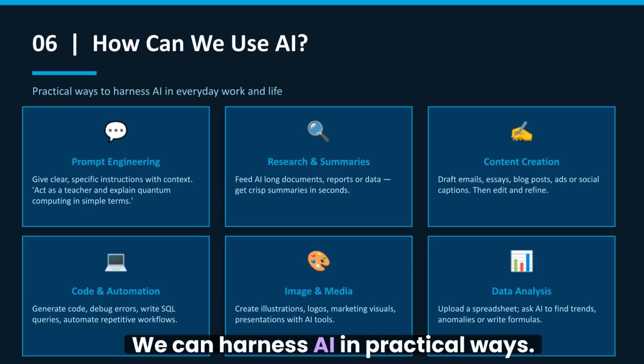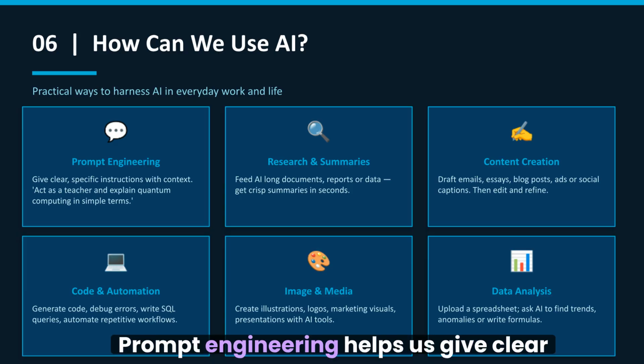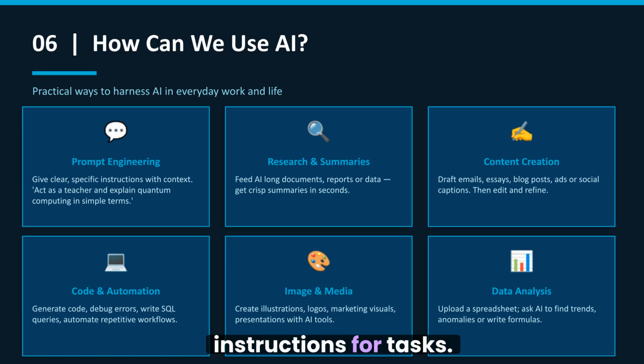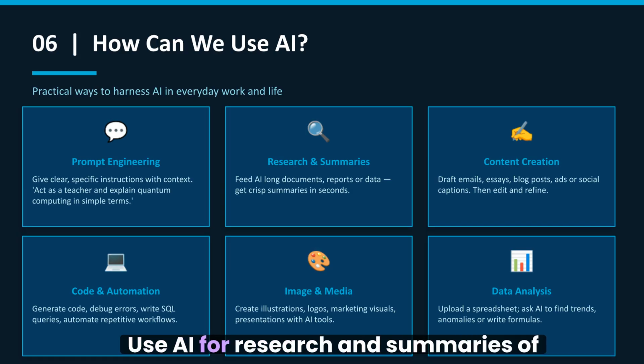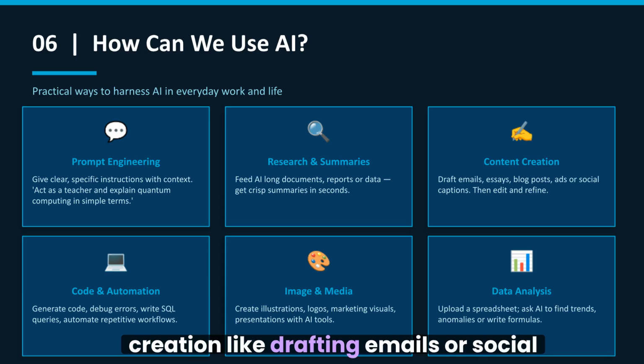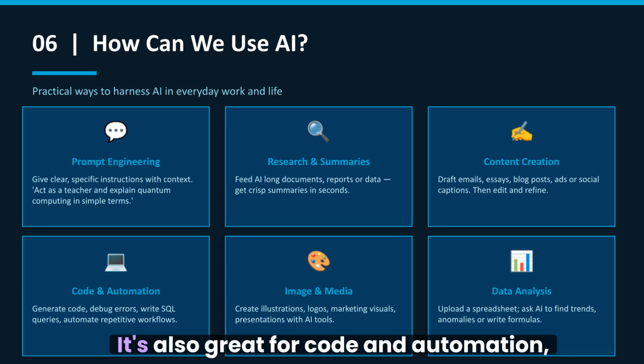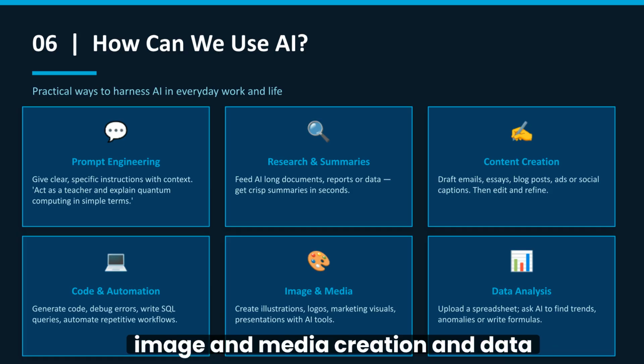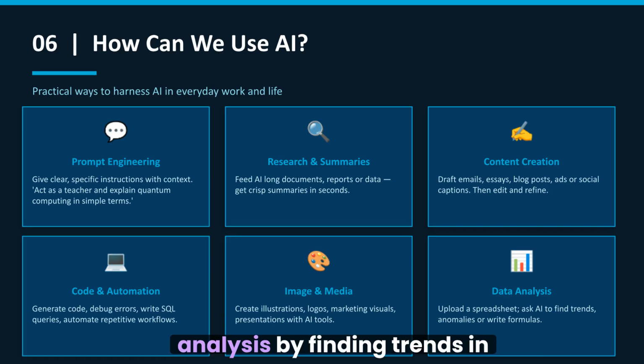We can harness AI in practical ways. Prompt engineering helps us give clear instructions for tasks. Use AI for research and summaries of long documents, and for content creation like drafting emails or social captions. It's also great for code and automation, image and media creation, and data analysis by finding trends in spreadsheets.